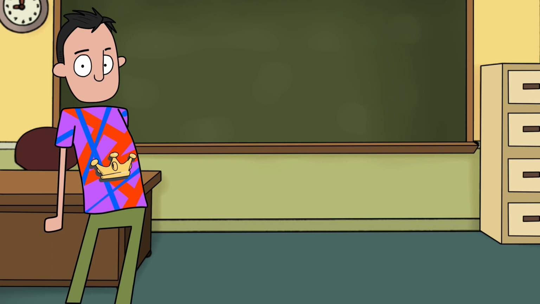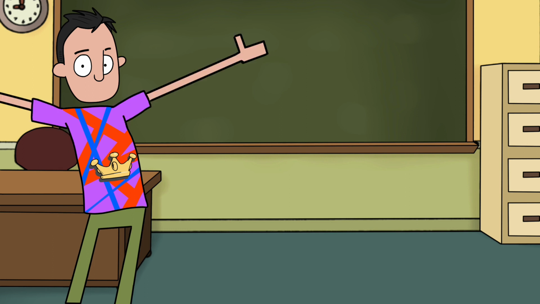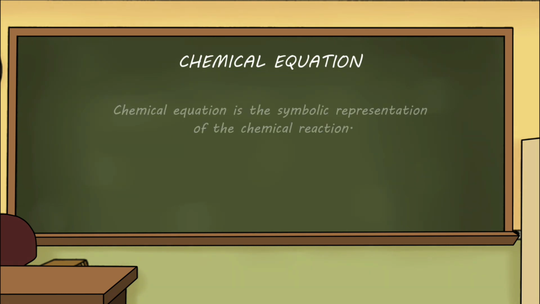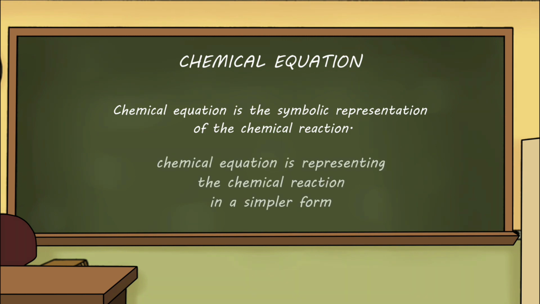Now let me explain the next topic, which is chemical equation. Chemical equation is a symbolic representation of the chemical reaction. Easy, right? But let's dig in more and know about it. So chemical equation is representing the chemical reaction which takes place in a simpler form.